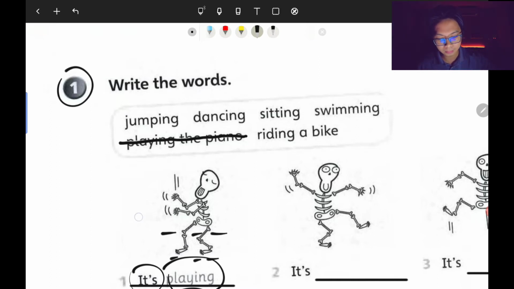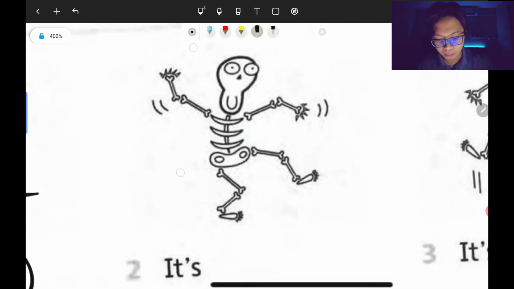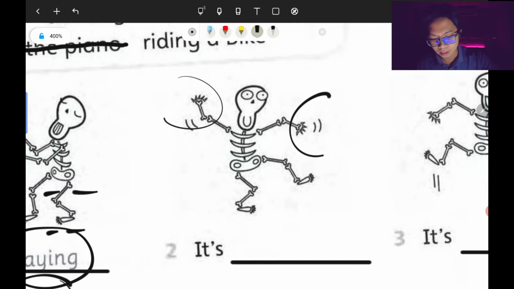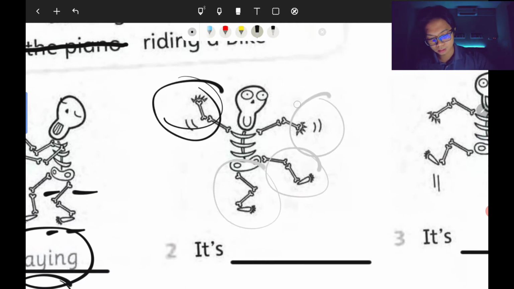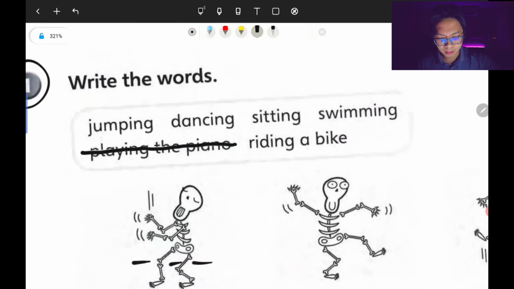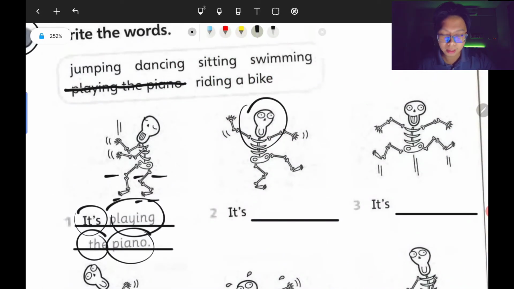Ada 5 lagi. Next one, what do you think this skeleton doing? Apa yang kamu rasa? Shaking its hand. Dia kasih goyang-goyang tangan, goyang-goyang kaki. So it must be what? It must be dancing, kan? Menari-nari. And it looks happy.